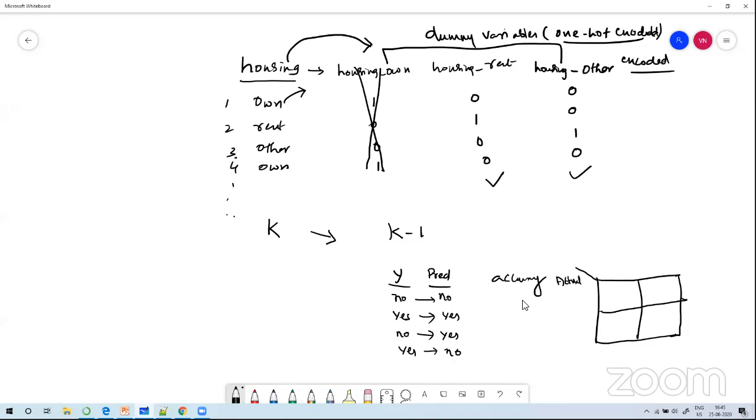Actuals can be no, can be yes. Predictions can be no, predictions can be yes. If prediction is yes, actual is yes, so we count that into this block here. If prediction is no and actual is no, we count that into here. If prediction is yes and actual is no, you count that over here. If prediction is no and actual is yes, you count that here. Okay, so that's called a confusion matrix.